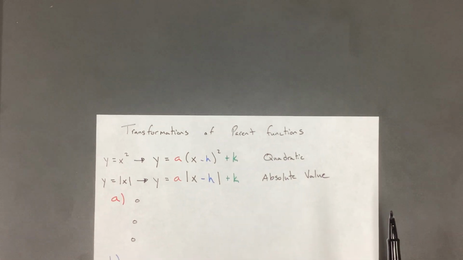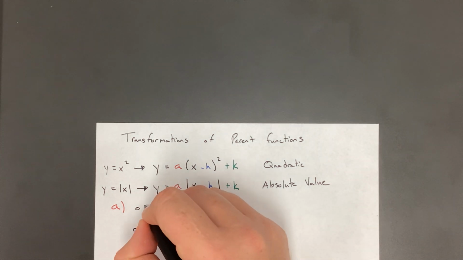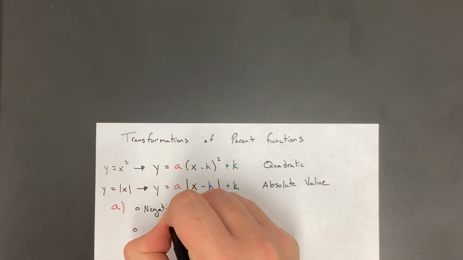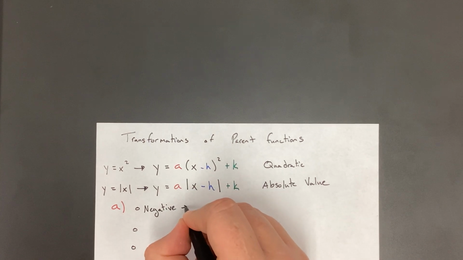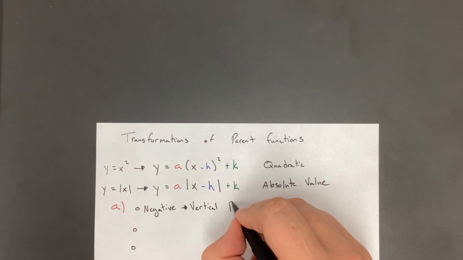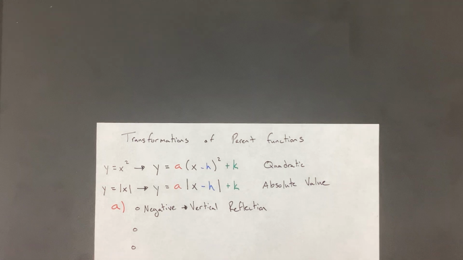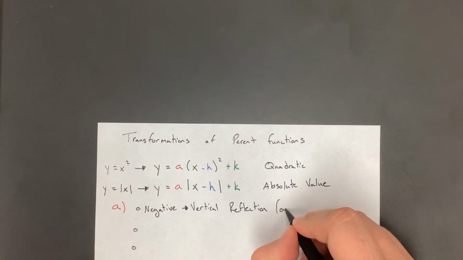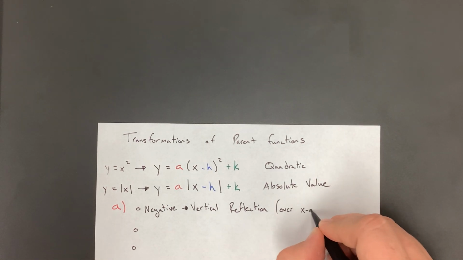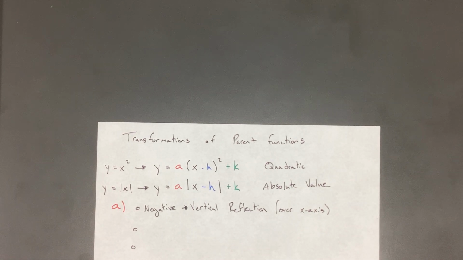Okay, so let's first look at what a is going to do to our graph. First off, if a is negative, that means we are going to have a vertical reflection. You can also include over the x-axis, which means all of our positives become negatives as far as y goes, and all of our negatives become positives for our y values.